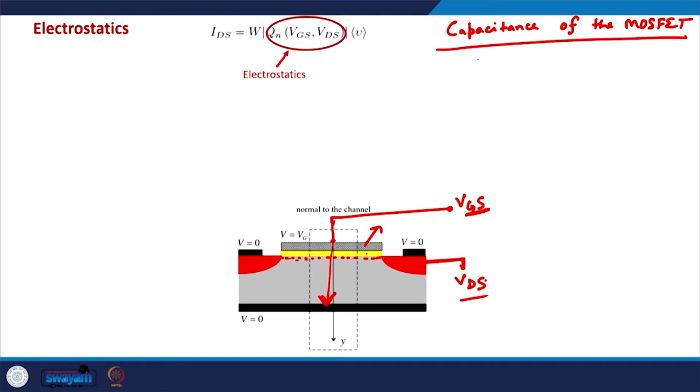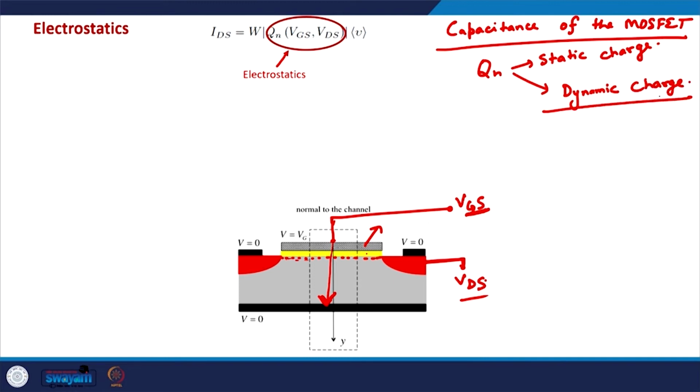The major component is to study the static charge and dynamic charge. Static charge means the charge that does not move. So that is the charge because of the fixed dopant atoms. And dynamic charge is the charge that moves. So the dynamic charge is the charge because of the mobile charge carriers, that is because of the electrons and holes in the semiconductor. So these are certain concepts that we want to study in electrostatics.